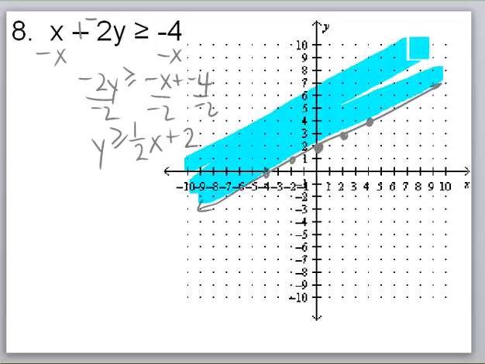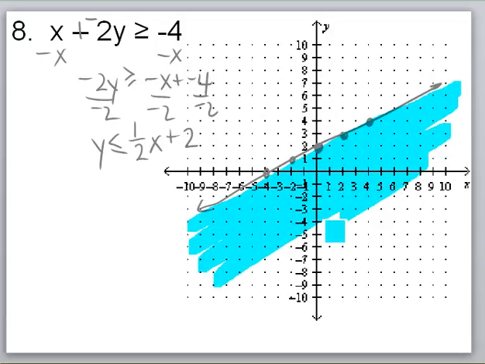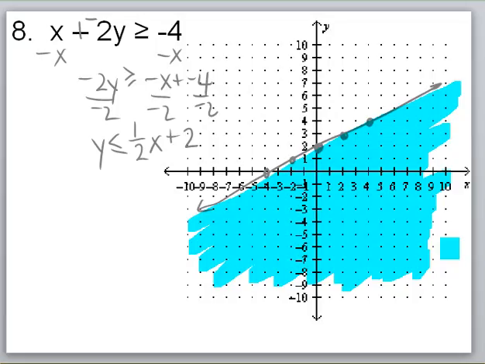Oh, I made a mistake. Let me erase that. What did I forget to do? I forgot to flip my sign because I was dividing by negative on both sides. So actually, I should be shading below the line. So by checking those points, you can actually find your mistake, okay, as well, rather than relying completely on remembering to flip the sign.